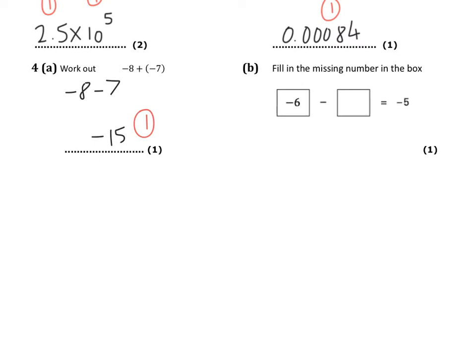On the second, part B, fill in the missing number in the box. You imagine you're at minus 6, you've got to take away a number to get to minus 5. You actually have to go up 1 in the number line to get to minus 5. So if you're taking away a number, the only way to go upwards would be to take away a negative number. So you've got to take away negative 1, because that would add on 1, and that would move you up to negative 5. So 1 mark for that.